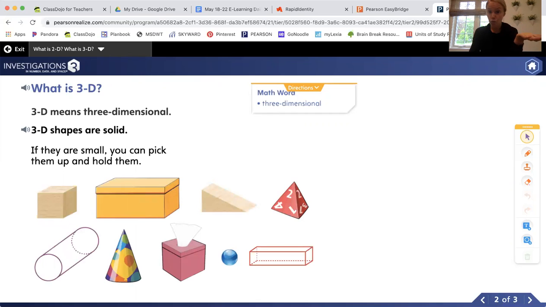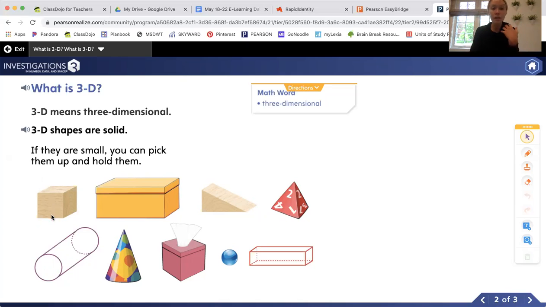The next math word that we're going to learn is three-dimensional, which for short we can say 3D. So 3D shapes are solid. Okay, if they are small, then you can pick them up and hold them. So my water bottle here, this is a three-dimensional shape. I can pick it up, I can hold it. It is like hollow in the middle, so there's a part of it on the inside, whereas something that is a two-dimensional shape, there's nothing on the inside of it.